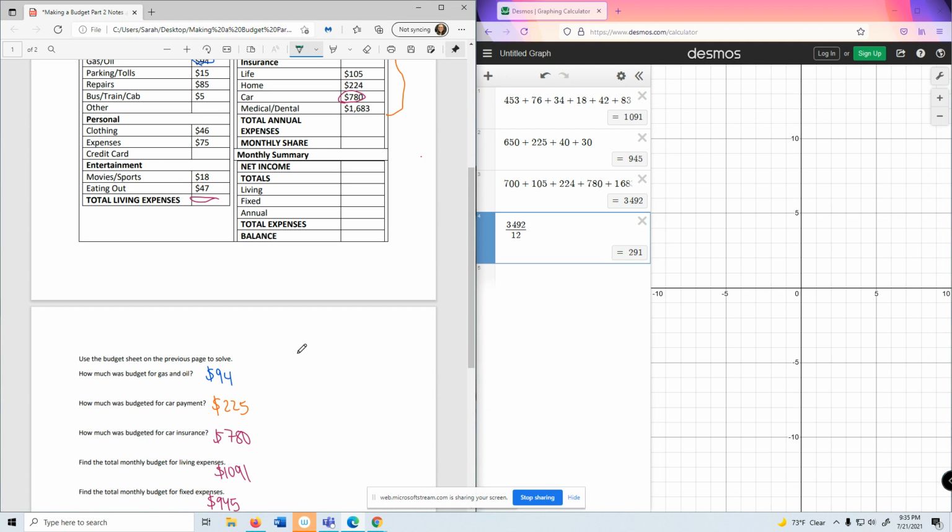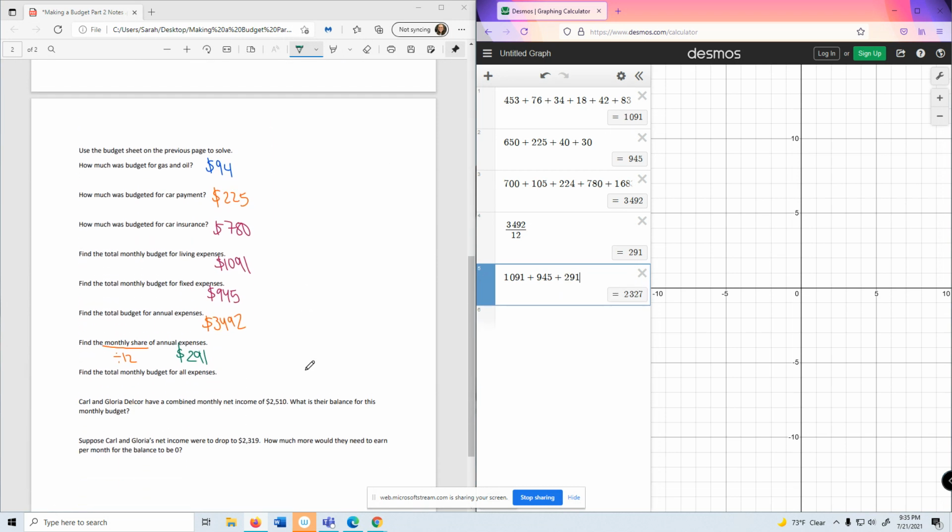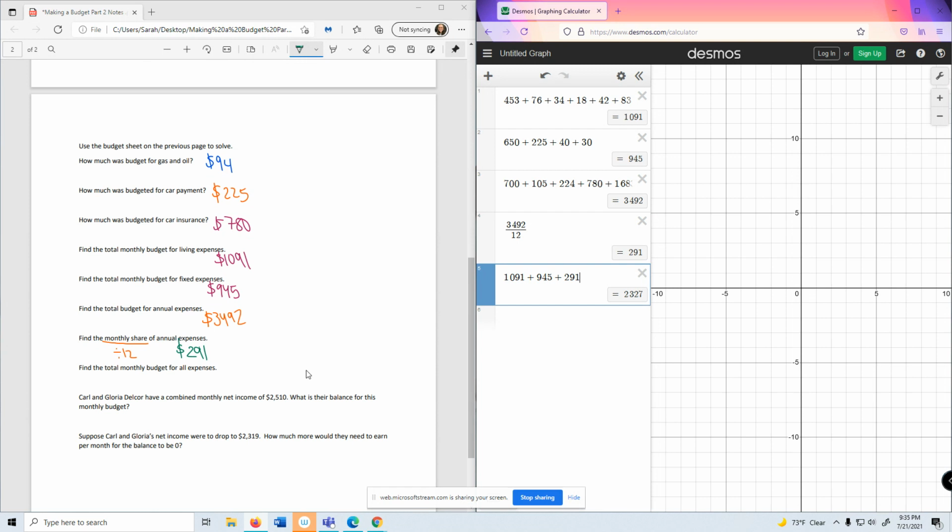So let's go back to those numbers and actually fill them in so we can do this a little bit better. Living expenses was $1,091. Fixed expenses was $945. And the monthly share for annual expenses was that last number we just found, $291. So let's add those together. 1,091 plus 945 plus 291 gives us $2,327.